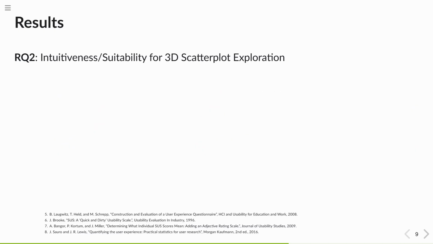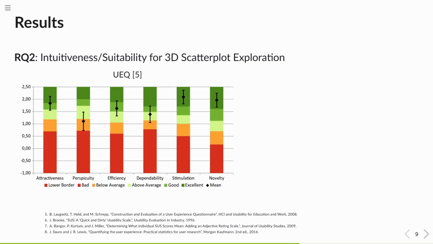Moreover, as a data analysis system should not only be functional but also understandable and easy to use, we evaluate its intuitiveness and suitability. Regarding the user experience, we would like to point out the excellent values for stimulation and novelty, implying that SPLOCIS is innovative and exciting to use. With a below-average rating, perspicuity has the lowest values among the user experience categories, suggesting that it needs some time to get familiar with the system.